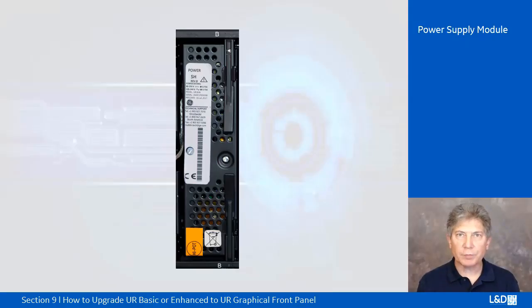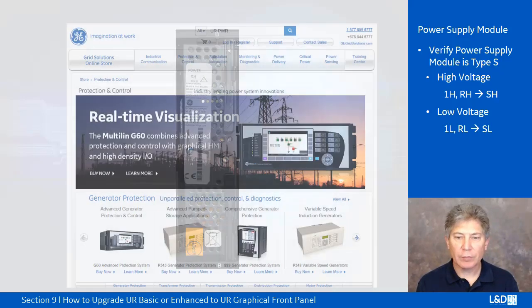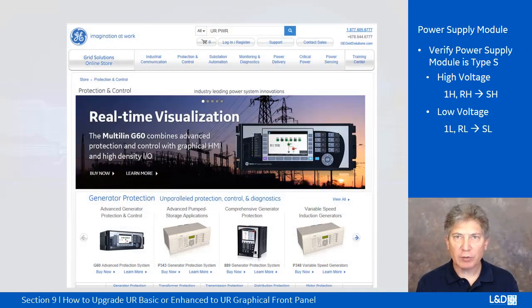Power supply module. Verify your power supply module is type S. If you have a high voltage power supply module type 1H or RH, it must be replaced with the SH model. If you have a low voltage power supply module type 1L or RL, it must be replaced with the SL model. If you need to order the type S power supply module, you can search for it in the online store and search for UR-PWR.